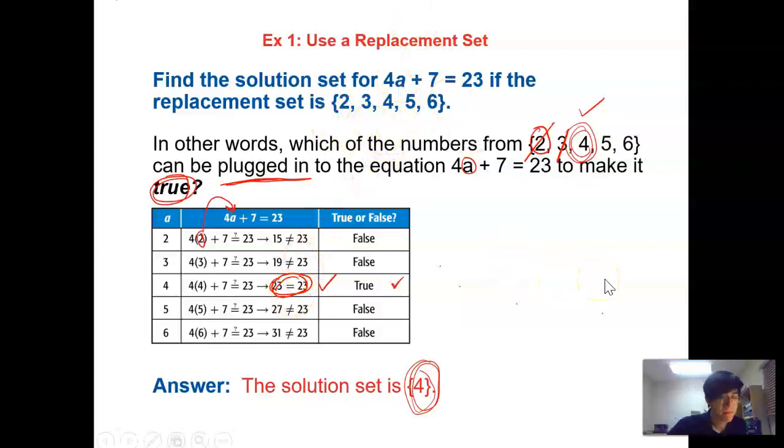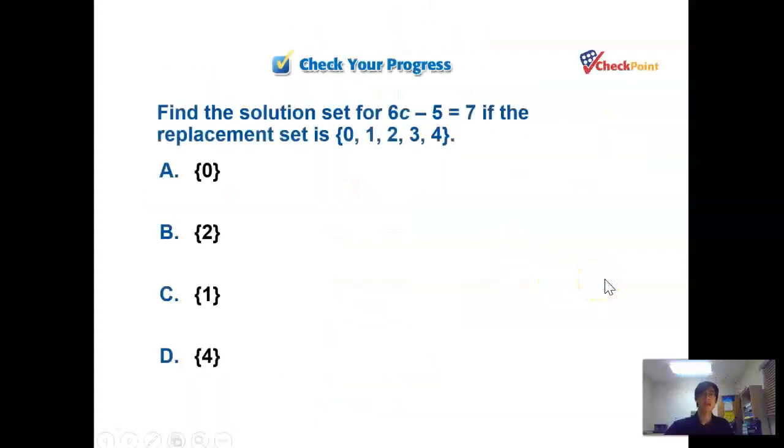Alright? So I want you to try this as an example. Plug each of these numbers into the variable c, and then figure out which one of these makes this equation true. Go for it.